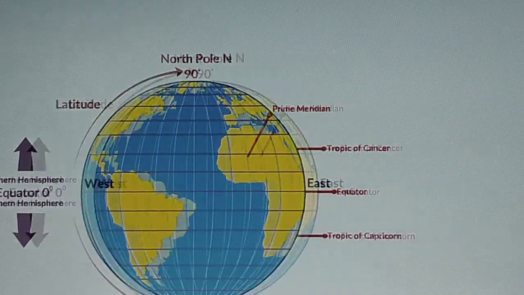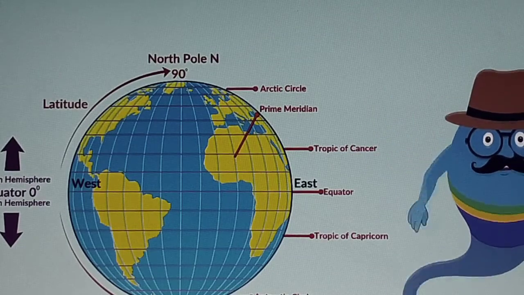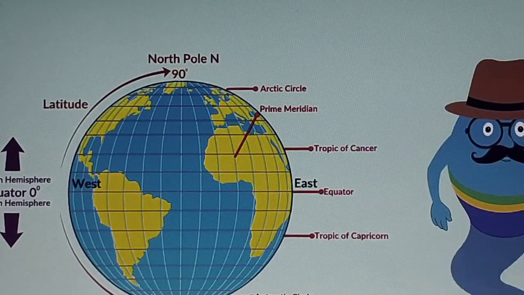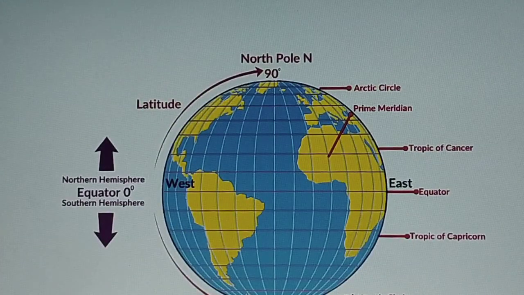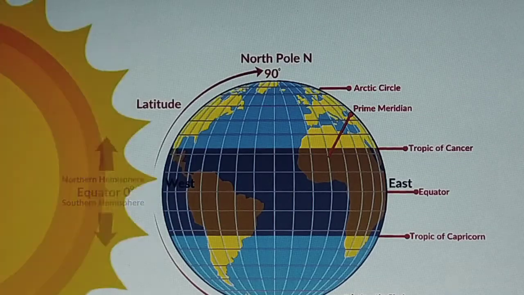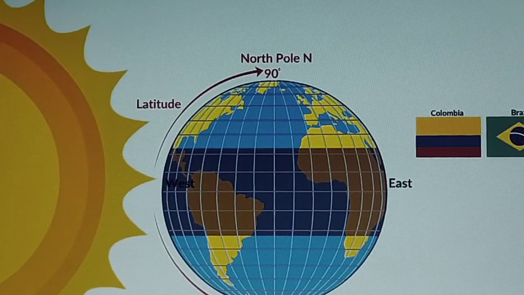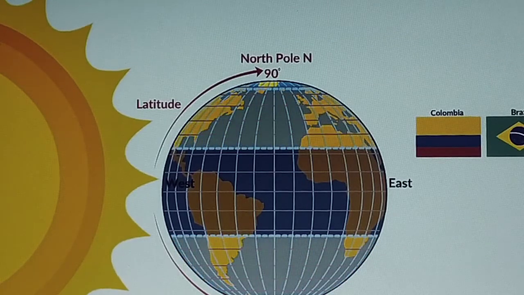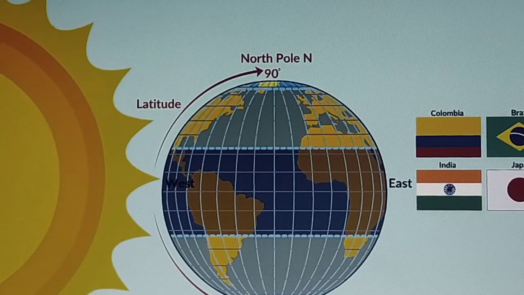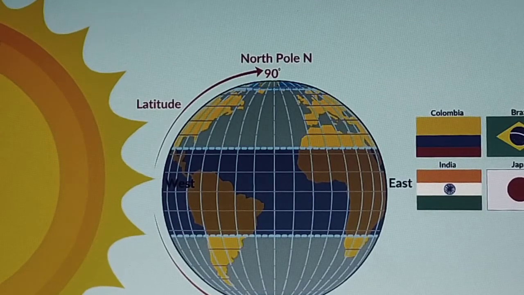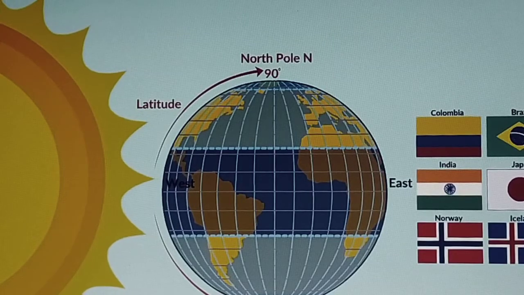Apart from these, the Arctic and Antarctic circles at 66.5 degrees north and south respectively are equally necessary. These latitudes divide the Earth into the tropic zone, the hottest zone with countries like Colombia, Brazil, Kenya; the temperate zone, the moderate zone with countries like India, Japan, United States of America; and the polar zone, the coldest zone with countries like Norway, Iceland, and Finland.